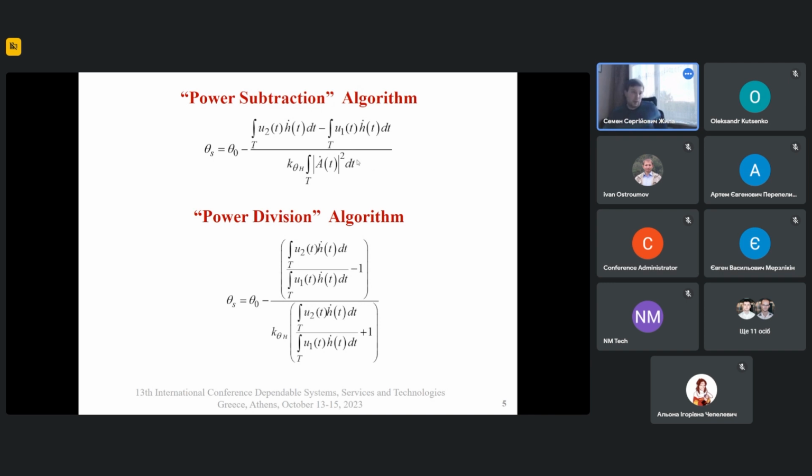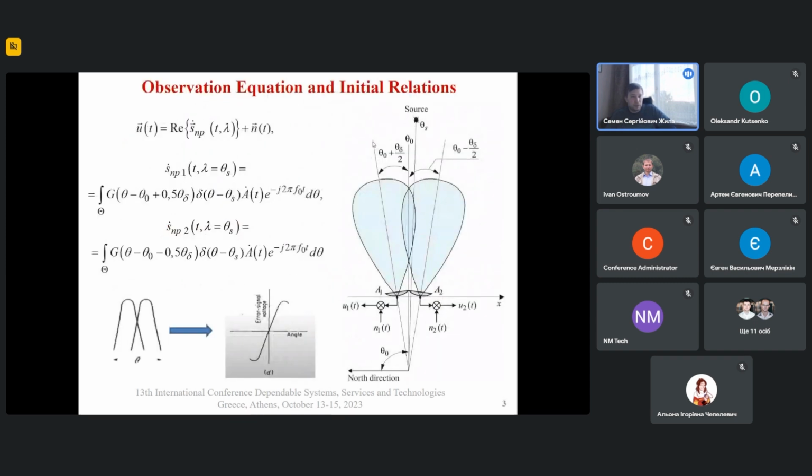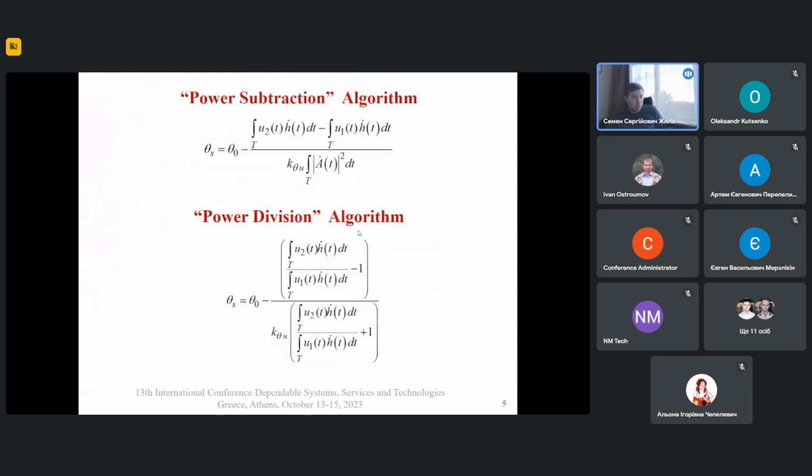This is the discrimination characteristic of the direction finder, and the energy of the received signal, and some central position of our direction finder. Theta 0 is the position when we have equal signals in every antenna. And the other algorithm is the power division algorithm.